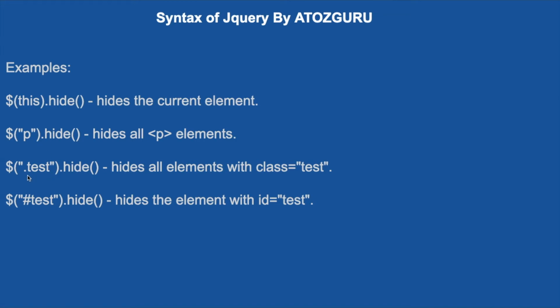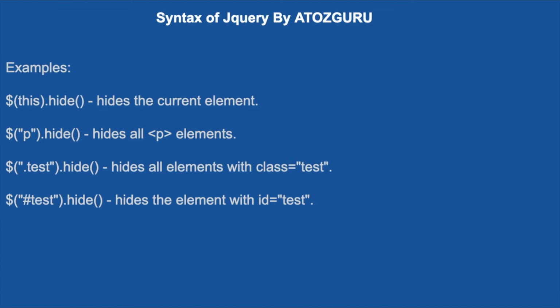Here we have dot test; dot we are using for making a class. So same, test is the class name, dot representing class, dot hide. So it will hide that test class. I'll go into detail in the next video. Likewise here, hash symbol is representing id. So hash test, test is the name of the id, so this will hide that particular id.